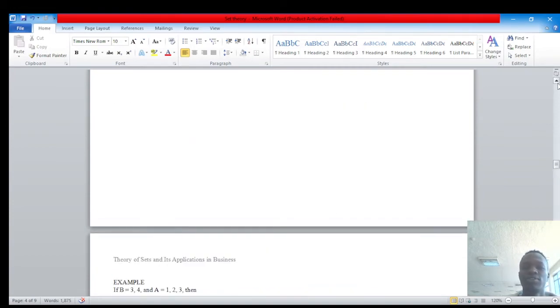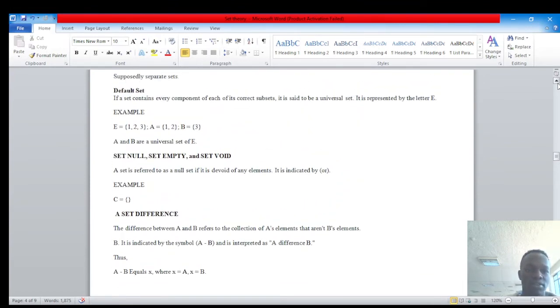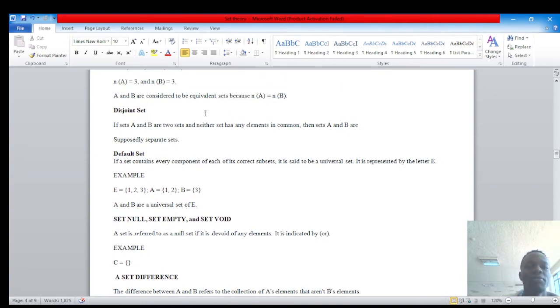Disjoint sets. If sets A and B are two sets and neither set has any elements in common, then sets A and B are said to be separate sets. If they have nothing in common, they are separate sets. That's what we call disjoint sets. They have nothing common in both.